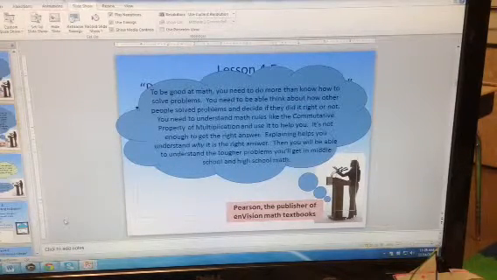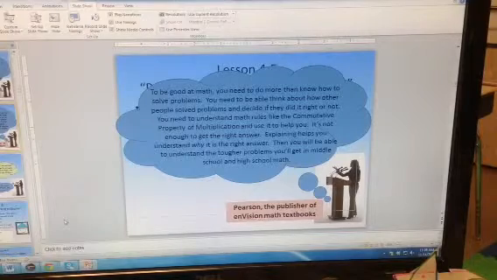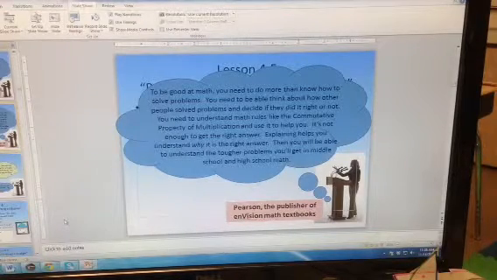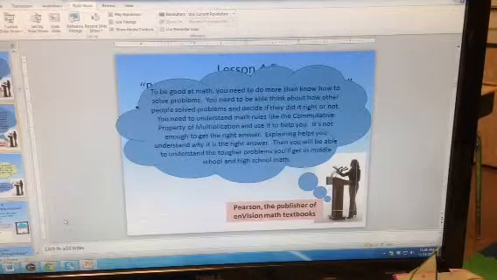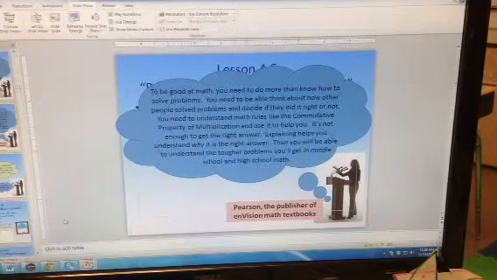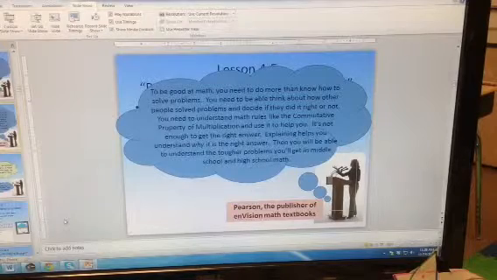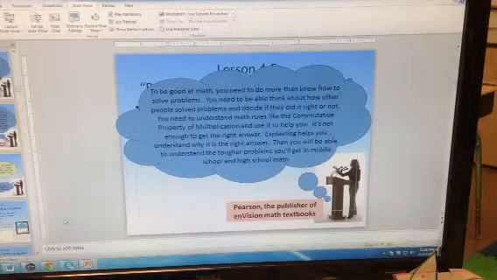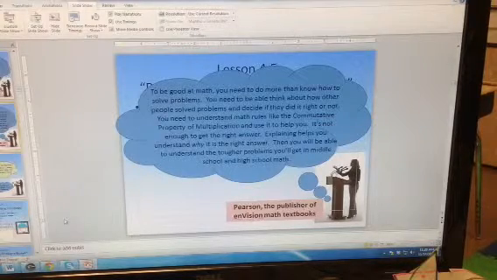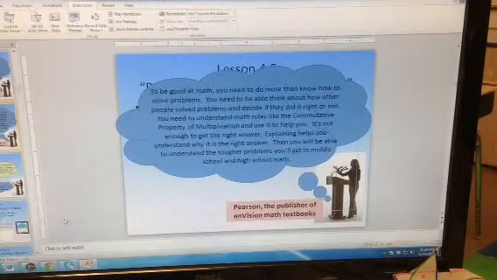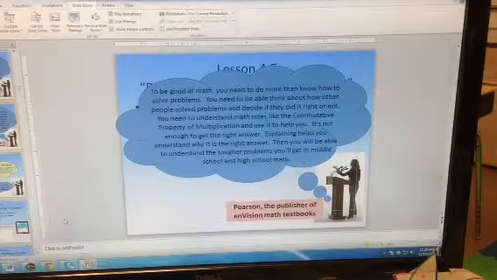On this slide, I make it a little simpler to understand. Basically, you need to be able to do more than just solve problems. You need to think about how other people solved problems and decide if they did it right or not. You need to understand the math rules, like the commutative property of multiplication, which can be used to help you. It's not enough to get the right answer. You have to understand why you have the right answer, and that way you'll be able to understand the tougher problems you'll get in the future.